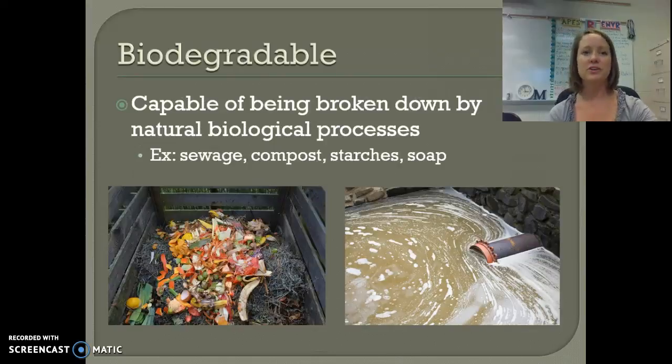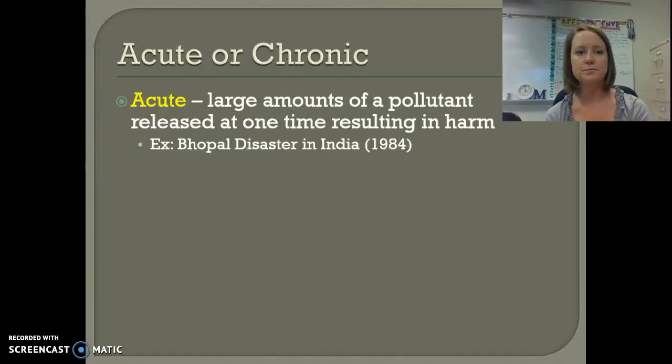Biodegradable pollutants, on the other hand, are capable of being broken down by biological processes. So sewage, compost, starches, soap, these are water soluble and can break down either from heat, light, decomposers, so they don't remain in the environment creating problems for long periods of time.